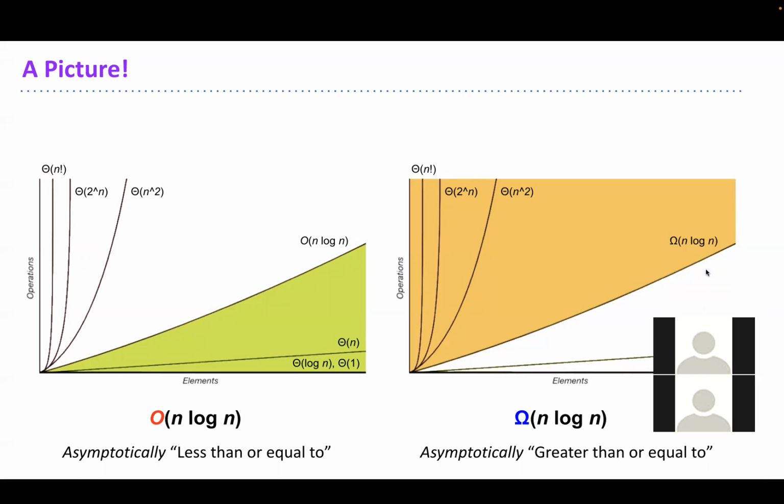And over here, we see that if we have an omega bound of n log n, it just means that n log n serves as a lower bound for these functions up here. So for 2 to the n, a lower bound is n log n, and for n squared, a lower bound is n log n. Any questions about big O or big omega?